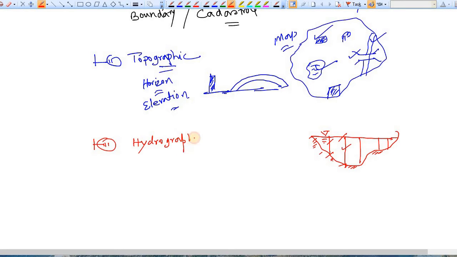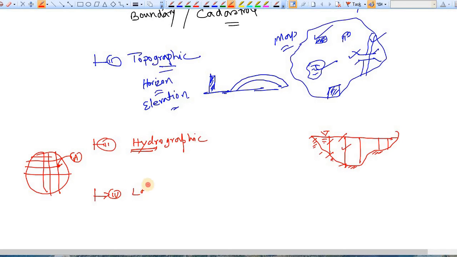Hydrographic, so from the name it is clear that it is related to the measurement of water. Now, the next type: let's say you are interested in measuring, on earth, some latitude and also some longitude, based on which we can identify any place.